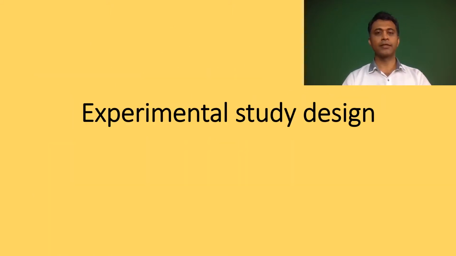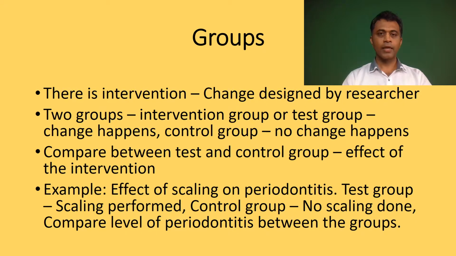So what is an experimental study design? Here there is an intentional intervention where the investigator tries to make a change and studies what effect this change has. The change is designed by the researcher to evaluate how it will have an effect or impact. In the simplest form, there are two groups: an intervention group or test group where the change happens, and the other, a control group, where no change happens. The outcome is compared between the test and control group, which will tell us how the intervention or the change affected the outcome. Let us take an example.